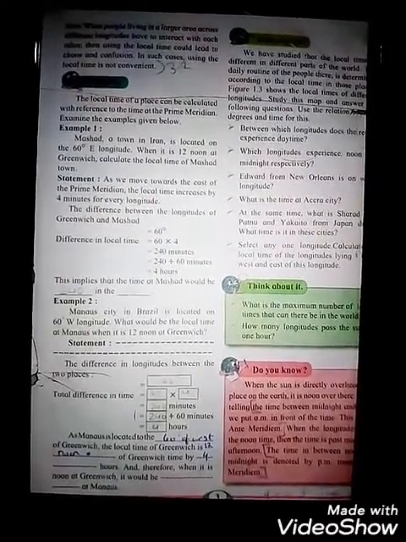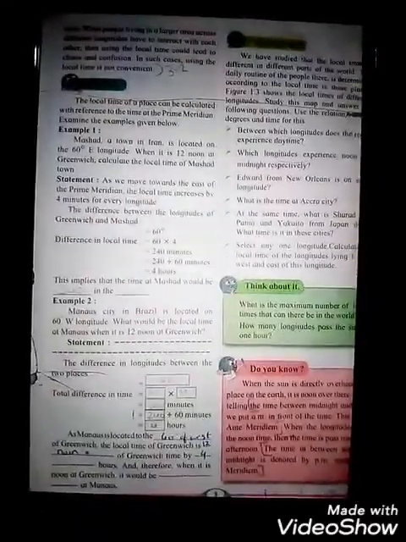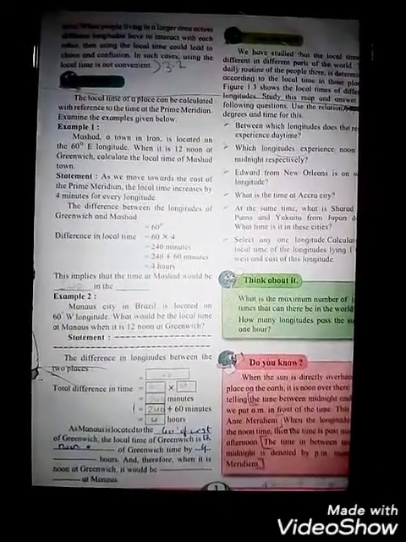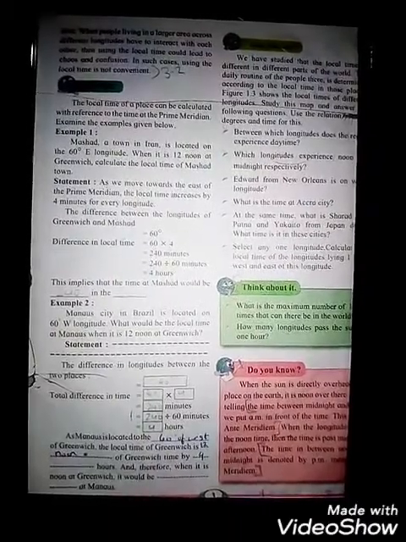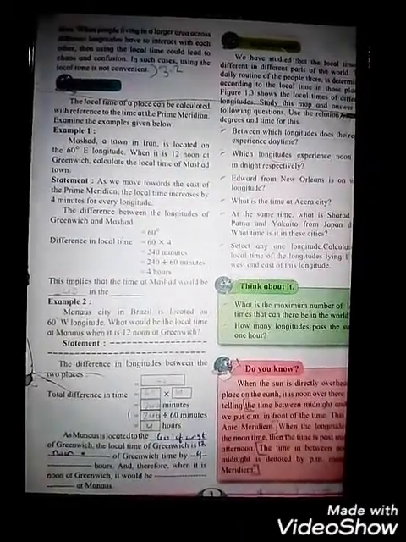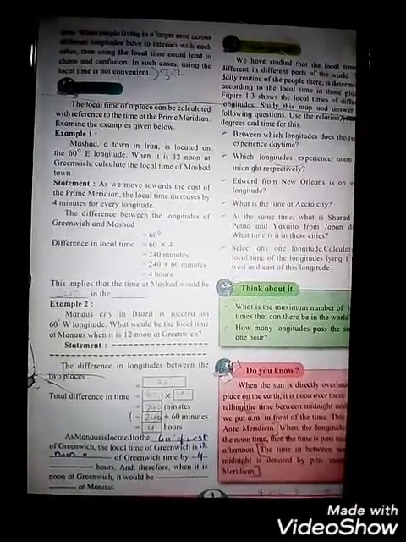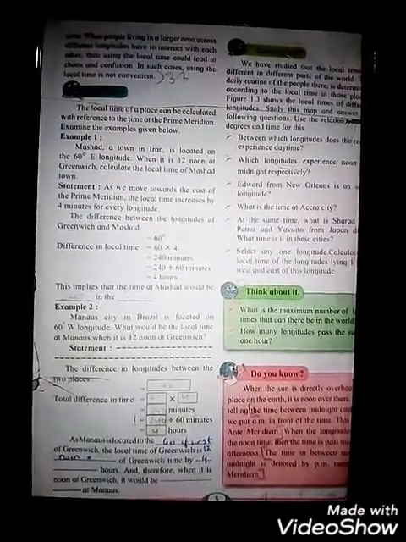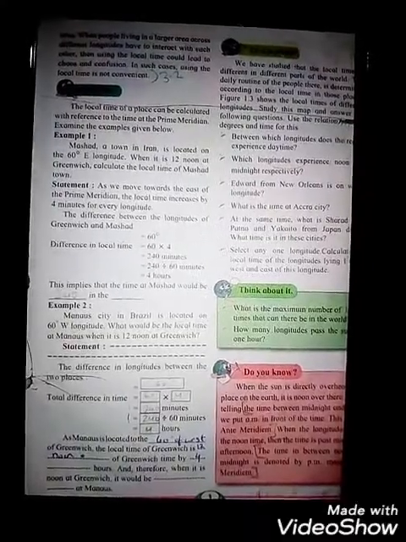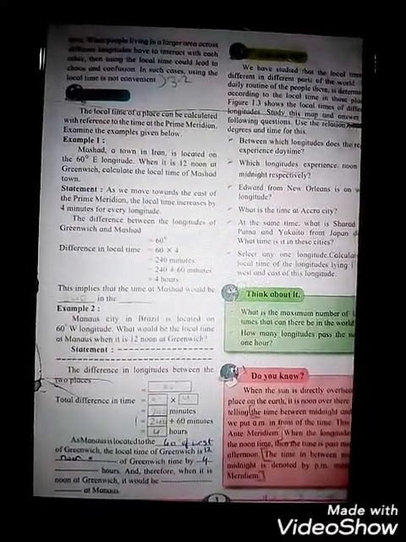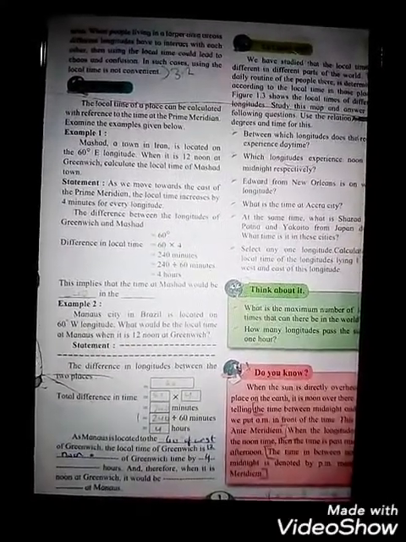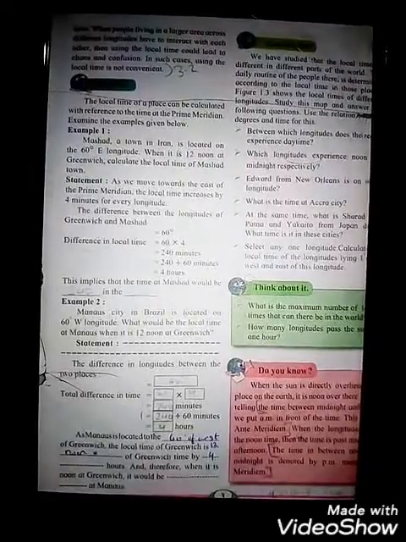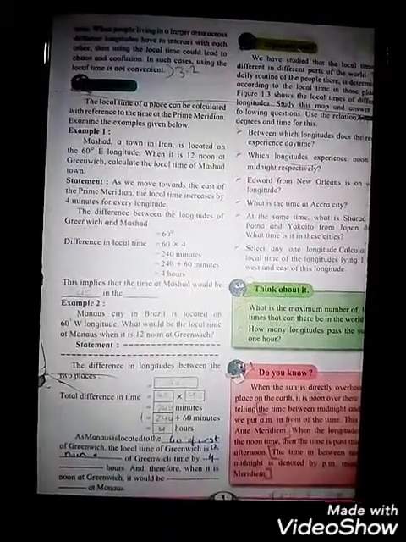I also said that in an east place the time increases and in a west place it decreases. So just go through the statement: as we move towards the west of the prime meridian, the local time decreases by 4 minutes for every degree of longitude. The statement is the same, but here it increases and here it decreases, because Mashhad is an east place and Manaus is at west longitude. That is very, very important. Manaus is located to the west of Greenwich.